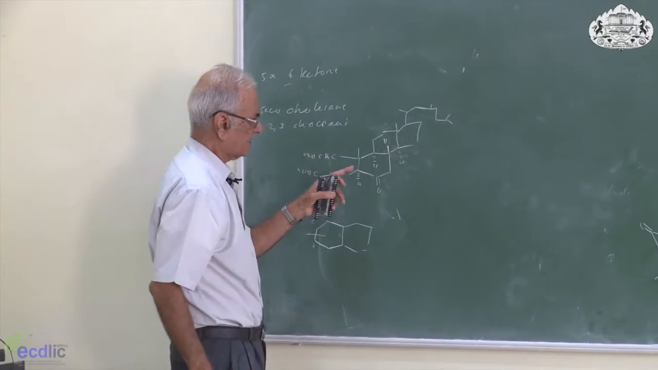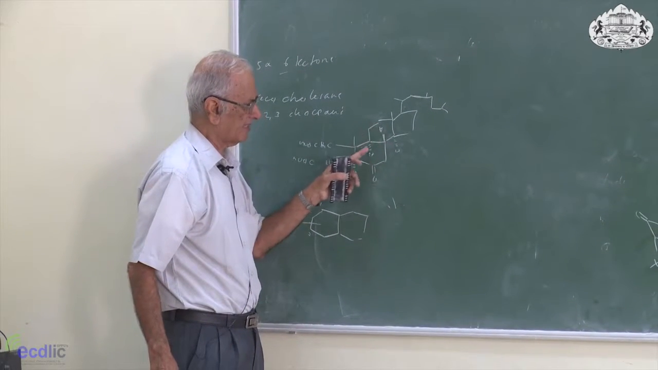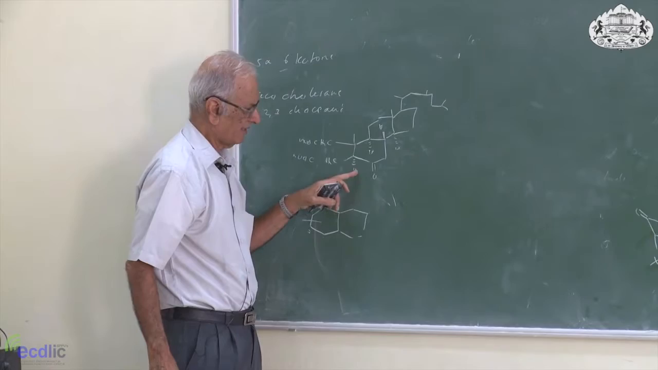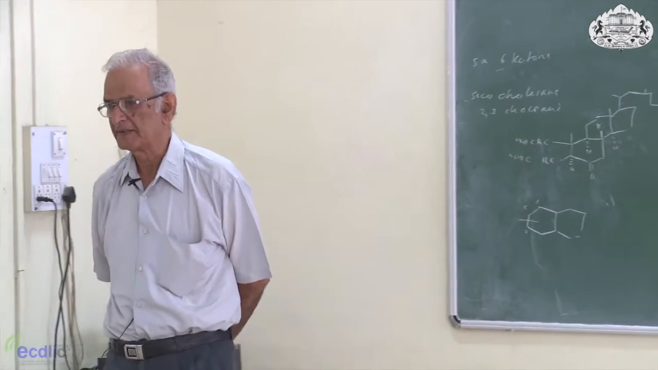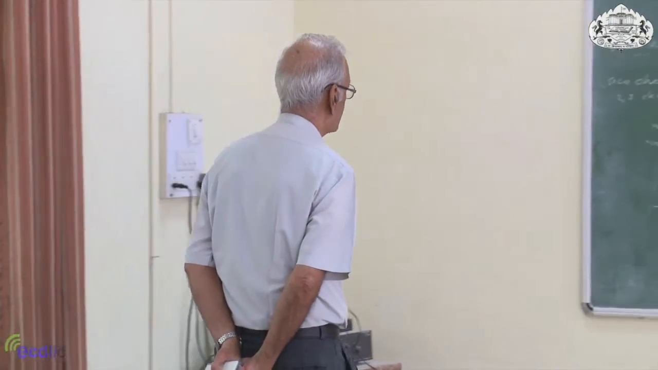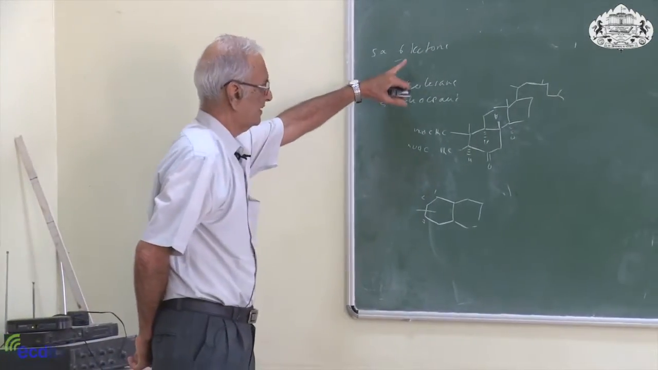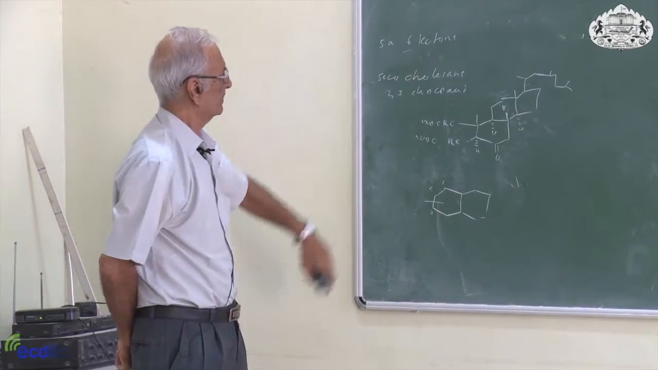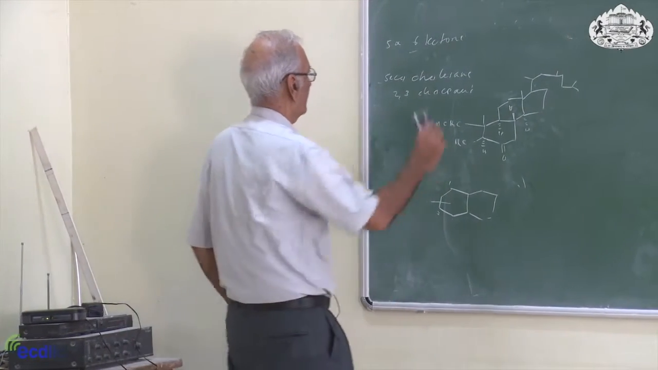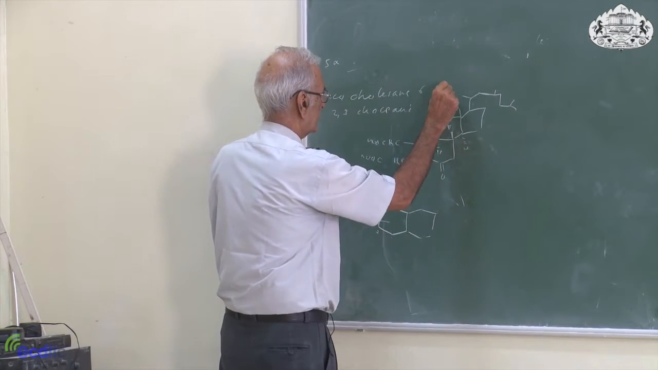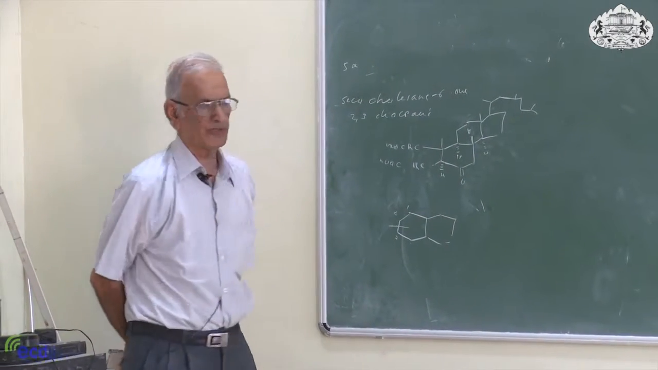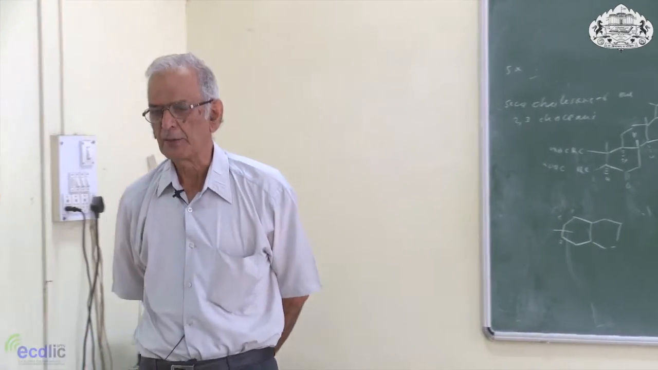As I mentioned last time, the only stereochemistry that changes in a steroid is this. That is why we specify this. Oxygen is at 6th position, so 6-keto cholestane 2,3-dioic acid.